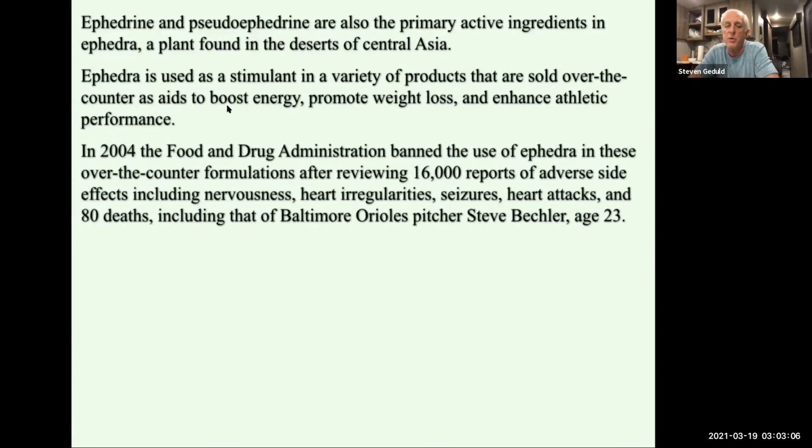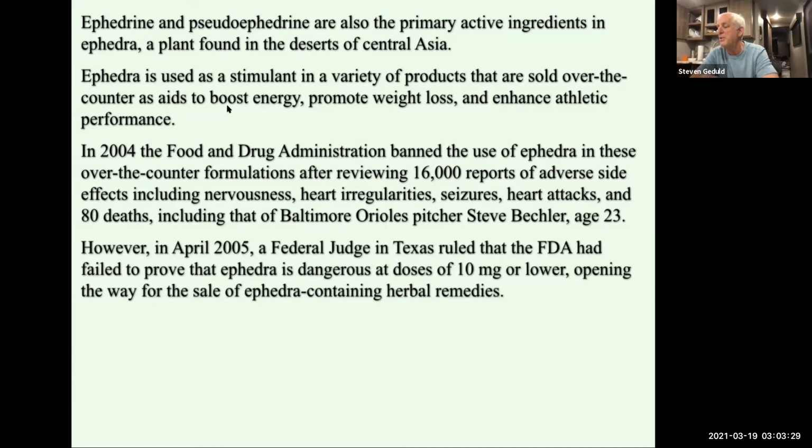Back in 2004, the FDA banned the use of ephedra in these over-the-counter products, after reviewing 16,000 reports of adverse side effects, including nervousness, heart irregularities, seizures, heart attacks, and 80 deaths, including that of Baltimore Orioles pitcher Steve Bechler, age 23, if you remember that. However, a federal judge in Texas ruled that the FDA had failed to prove that ephedra is dangerous at doses of 10 milligrams or lower, opening the way for the sales of ephedra-containing herbal remedies. So now in Texas, they can sell that as herbal remedies with ephedra in it.